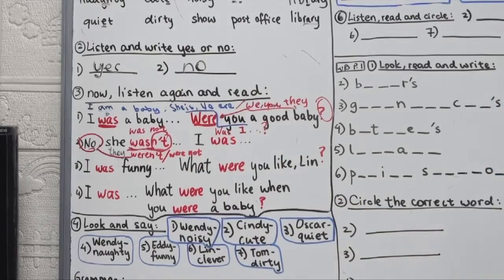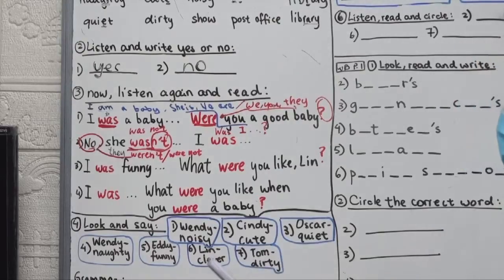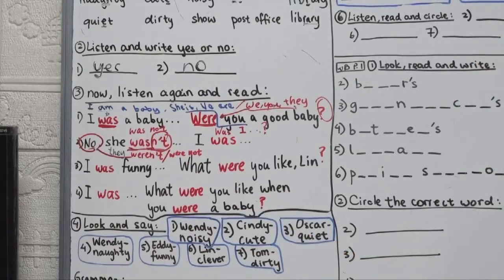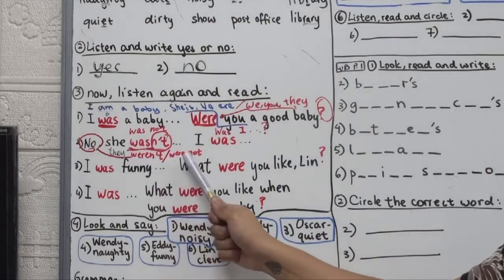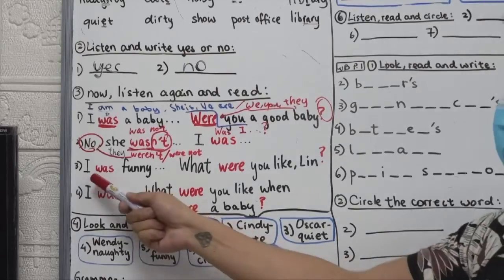Alright? So you can see here, for I, she, he, and it will have was not or wasn't. For you, we, and they will have weren't or were not. Okay? So this is more simpler than the present tense, right? Then again, we have I was in picture 2. Now let's move on to picture 3. Picture 3, right? We have I was funny.